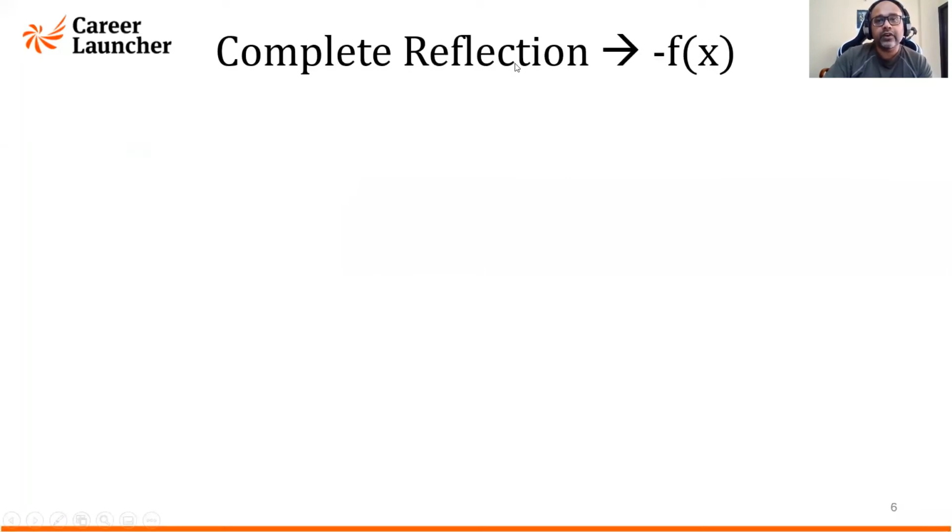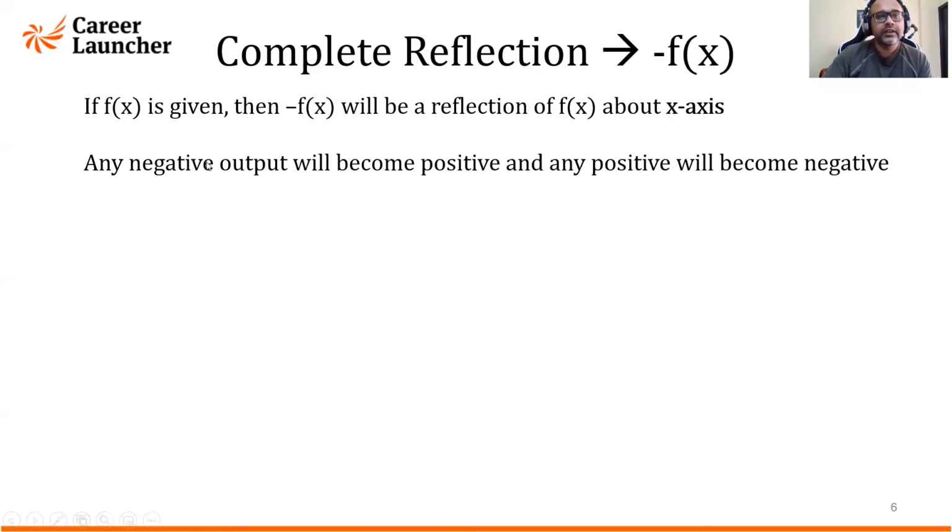The next graph you're going to look at is how will minus f of x look if f of x is known. That's what we're going to look at. So if f of x is given, then minus f of x will be a complete reflection along x-axis. Previously, it was a partial reflection because only lower part will be reflected. Now, entirely lower part will go up and upper part will come down.